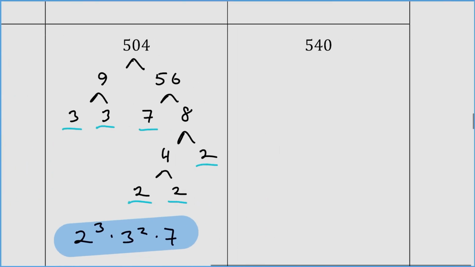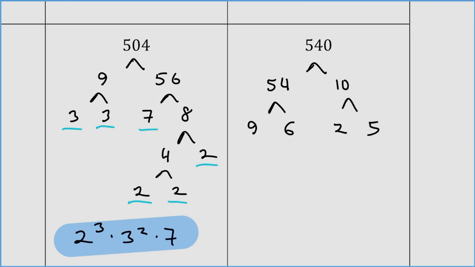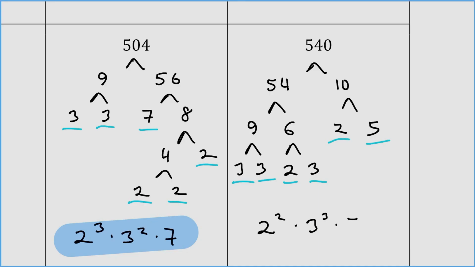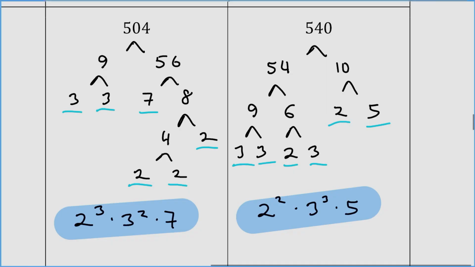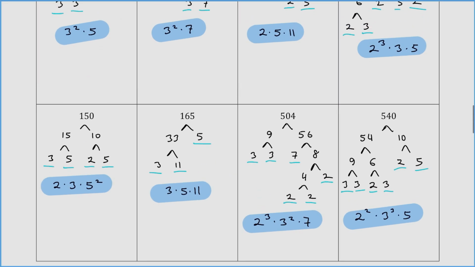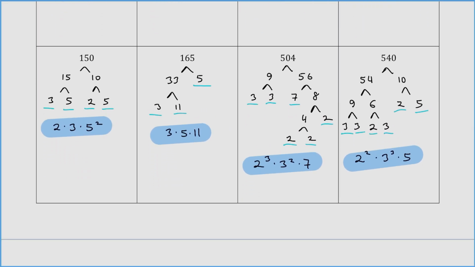On to 540, which ends in a 0. So we could break this apart into 54 and 10. 54 is 9 times 6. 10 is 2 times 5. 2 and 5 are prime. We've got to keep going here though. 9 is 3 times 3, and 6 is 2 times 3. So we've got some 3s, another 2. All right, two 2s, three 3s, and a 5. That is the prime factorization. So, good. Those are the answers to the last 4.